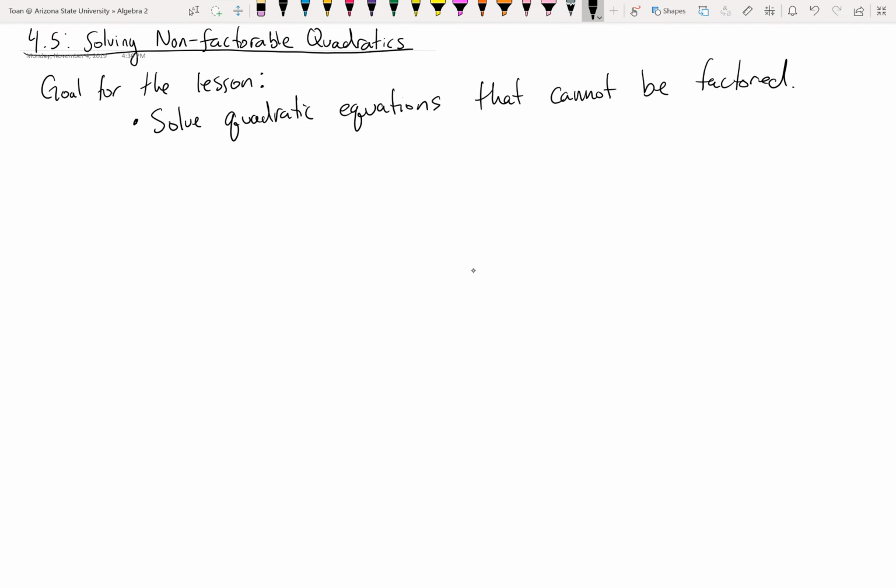So in 4.5, we only have one goal for the end of the lesson. We should be able to solve basically any quadratic equation that may not be factorable. Let's recap so far what we've talked about.